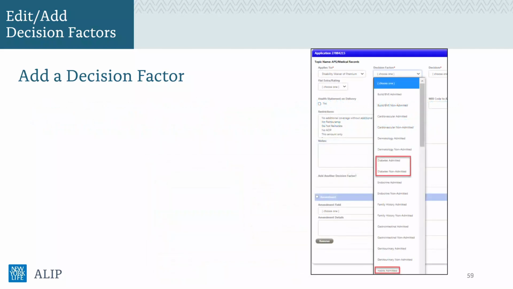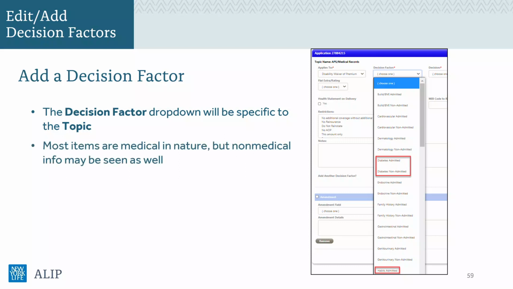Once the Applies To is chosen, the decision factor will need to be chosen. This dropdown will be specific to the topic that you're adding the decision factor to. For example, here we are adding a decision factor to the APS topic, which means most of the decision factor choices will be medical in nature, related to what would be found in an APS. Though most decision factors are medical, non-medical information may be seen as well, as seen in the habits choice.